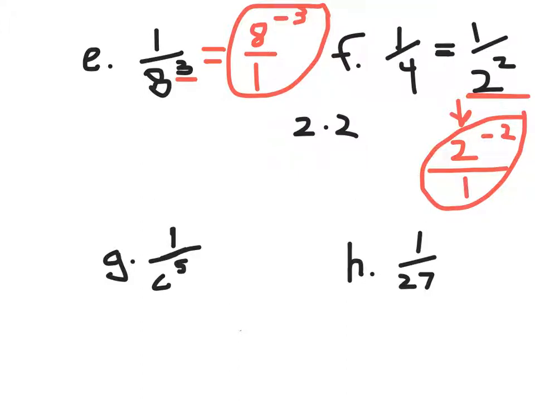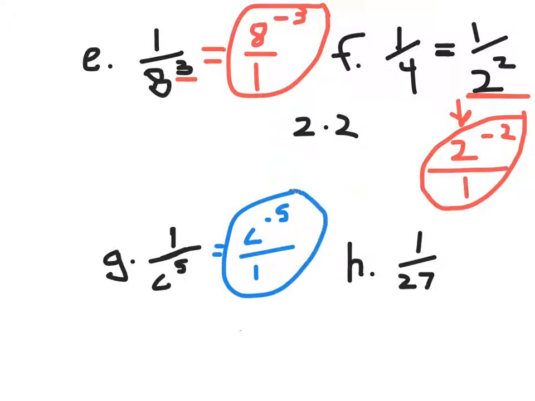Okay, moving on to G, we've got 1 over c to the 5th power. This is like letter E, where we just found the reciprocal and changed the sign. So to do that, we would just write it as c to the negative 5th power over 1. That's all you'd have to do. Hope this is making sense.